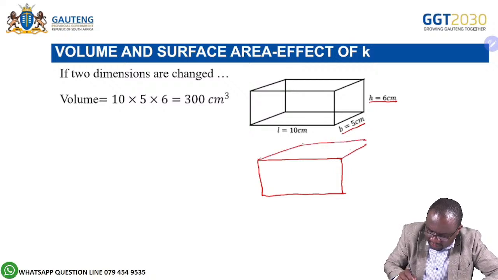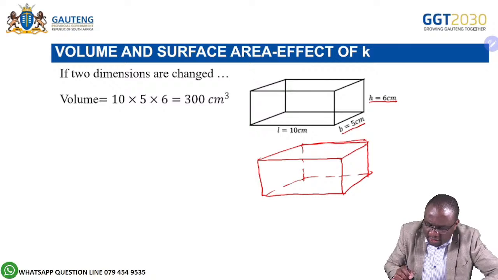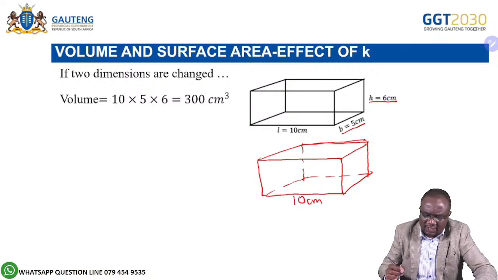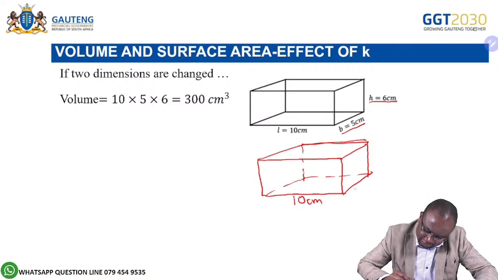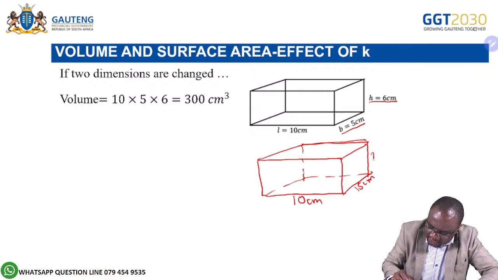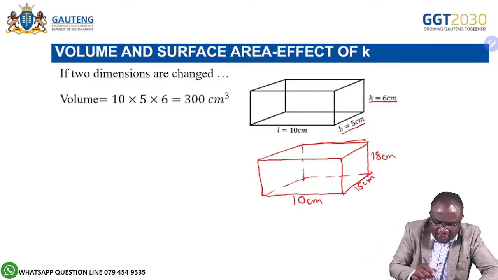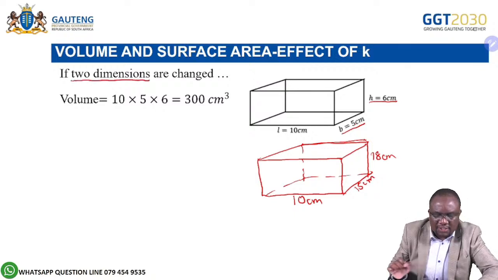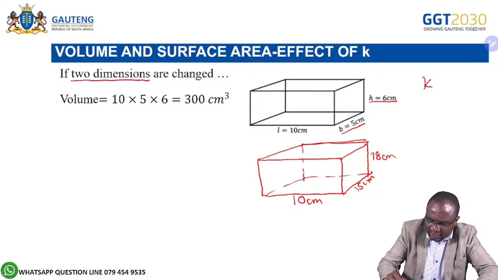Okay, this is our new rectangular prism now. And then we have what? We have changed. This one is still 10 centimeters, still unchanged. We said we're going to use the factor of 3. So 5 times 3 is 15 centimeters, and then 6 times 3 is 18 centimeters. We have changed how many dimensions? 2 dimensions by a factor of 3.